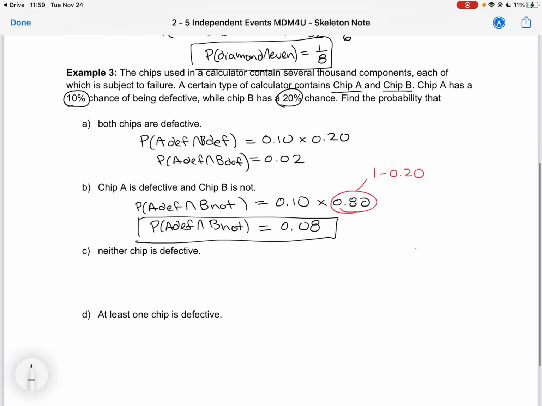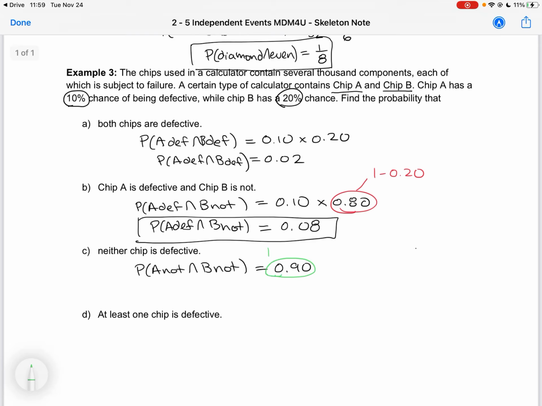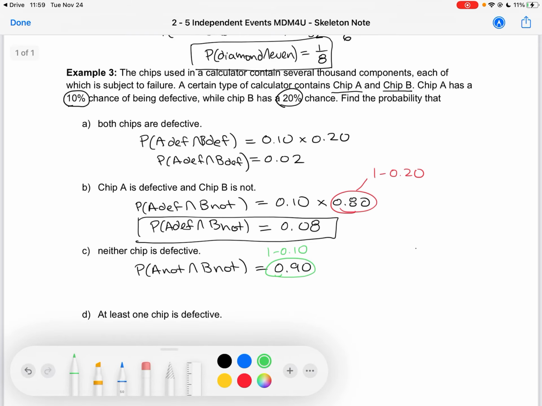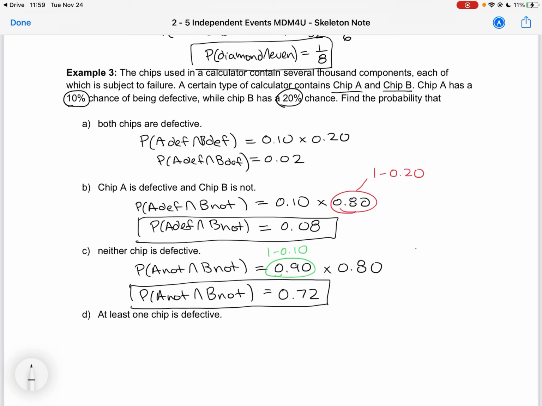Our next situation is neither chip is defective. So this would be the probability that A is not defective and B is not defective. So we're going to multiply our chance that A is not defective, which is 1 minus the probability that A is defective, which would be 90%. And then we're going to multiply by the chance that B is not defective, which we already found out above. Multiplying those values together is going to give us 0.72 or 72% chance that both chips are not defective.